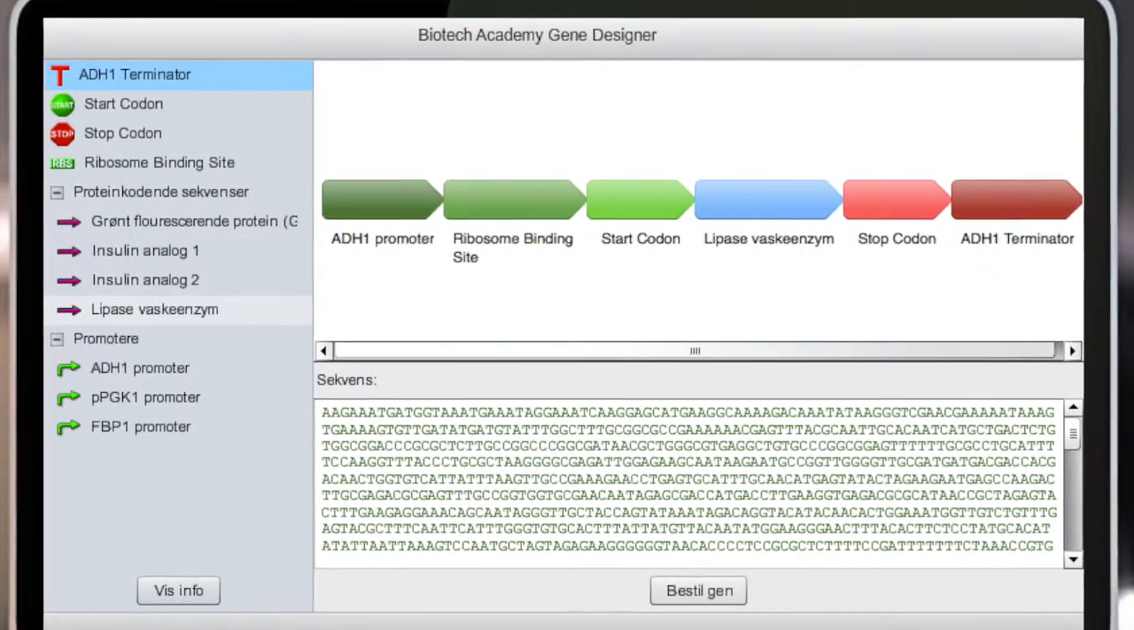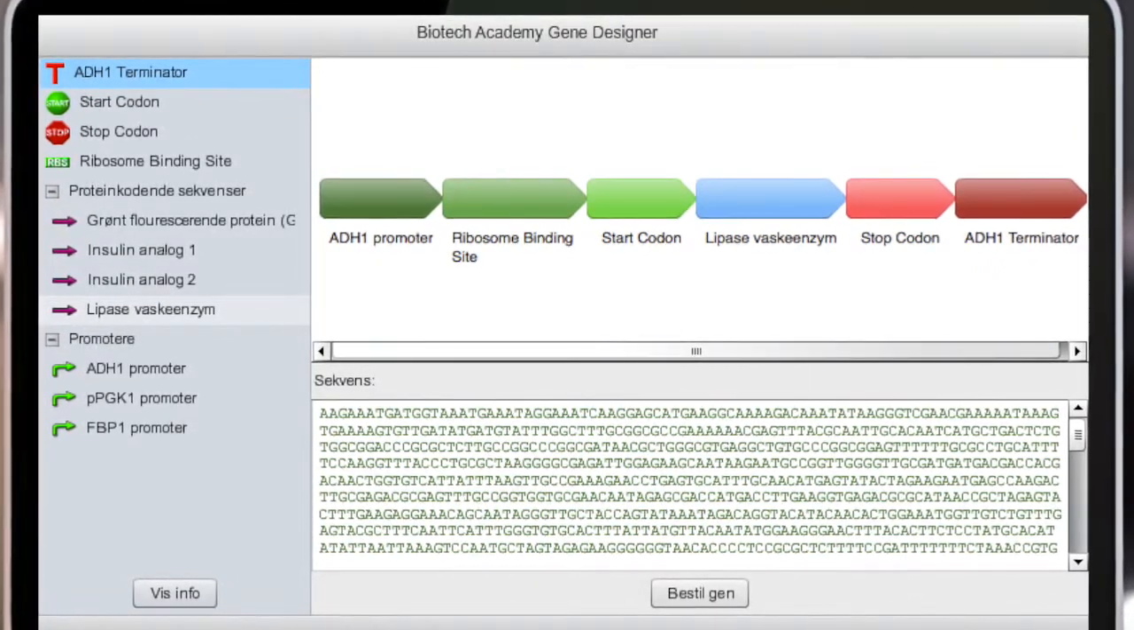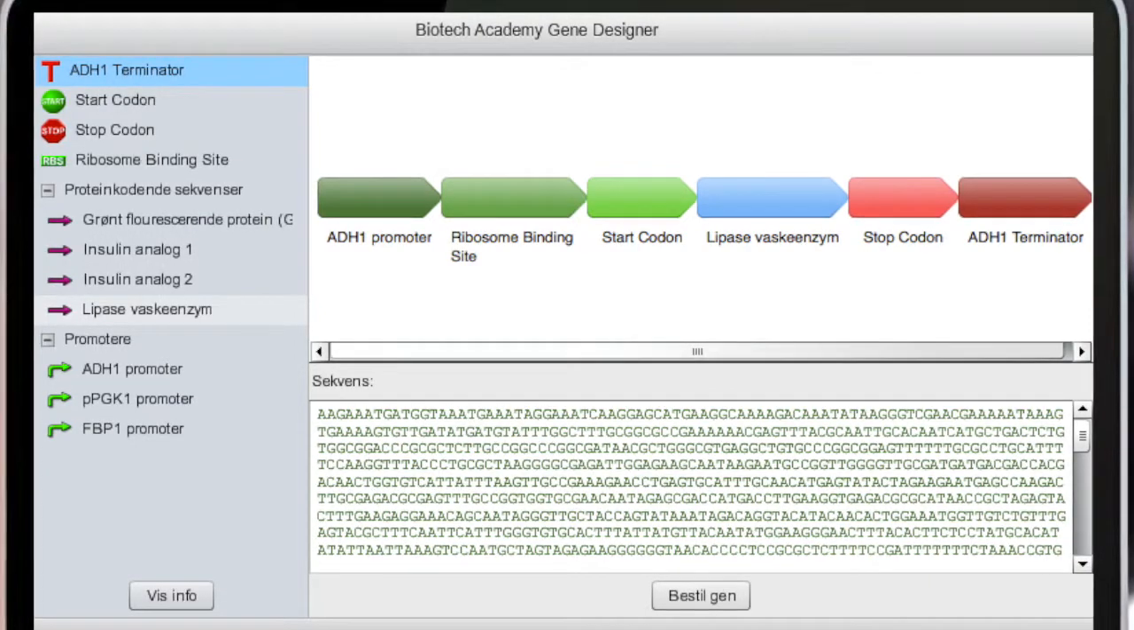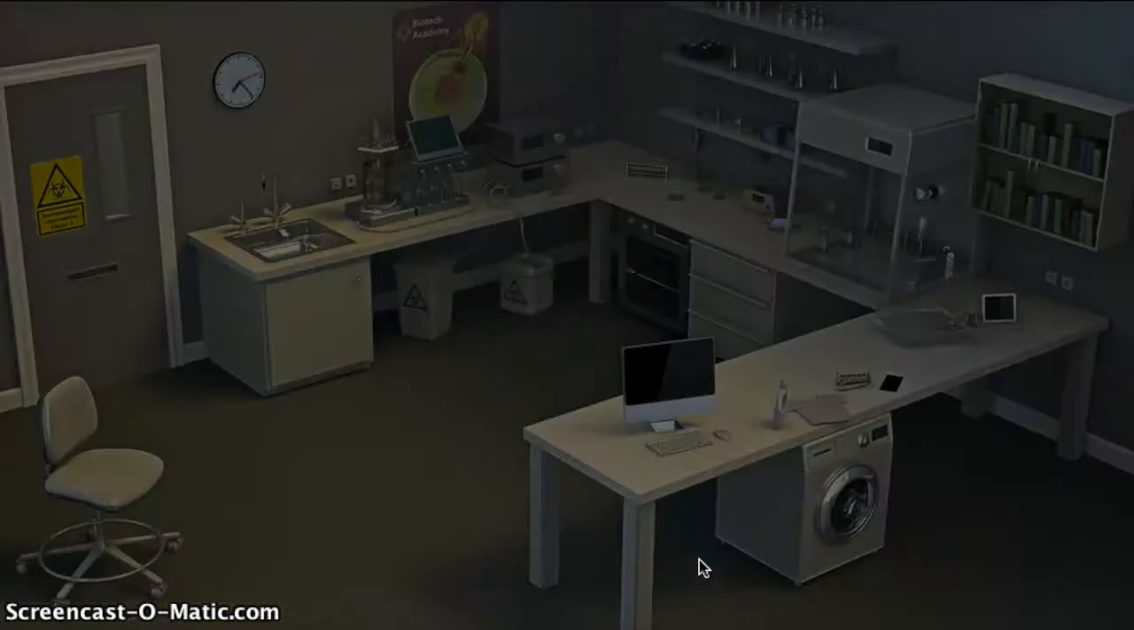The stop codon is where the mRNA stops. The terminator is the last thing, and the strings get cut off. And then the gene has to be altered.